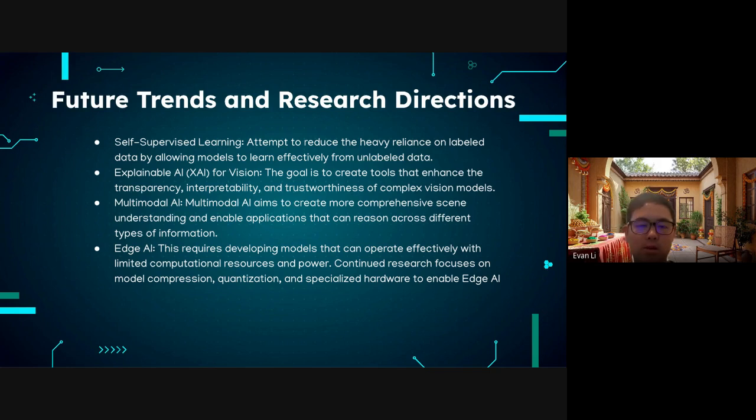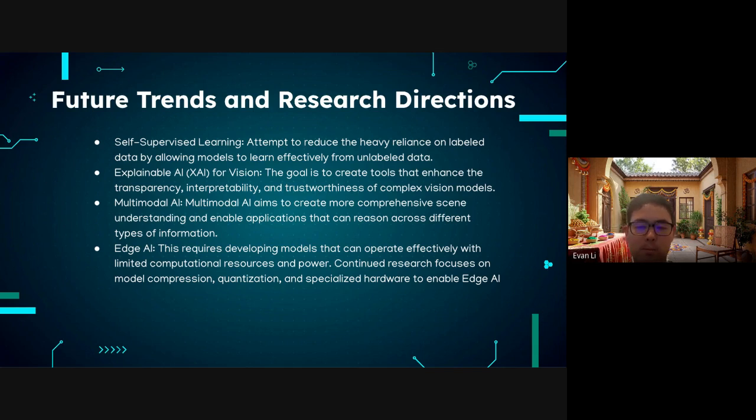Finally, the push towards edge AI and efficient models is driven by the increasing demand for deploying sophisticated computer vision capabilities on resource-constrained devices. Applications ranging from mobile devices and wearable devices to embedded systems, IoT devices, and autonomous robots require vision models that are not only accurate but also computationally efficient, energy conscious, and compact enough to run directly on these devices without relying on cloud connectivity.